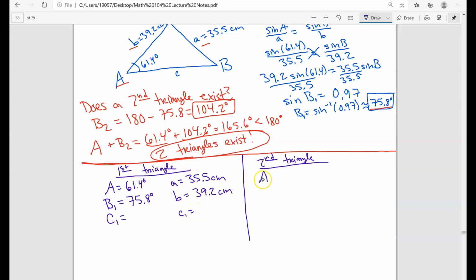Then for my second triangle, A is still the same, 61.4 degrees. That was given to me. So was little a.